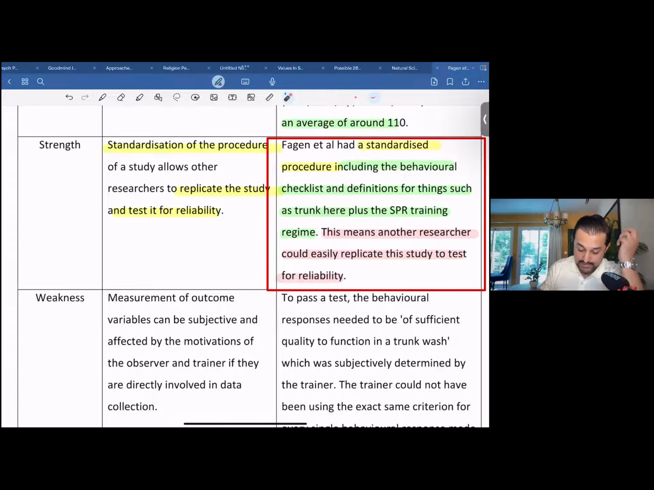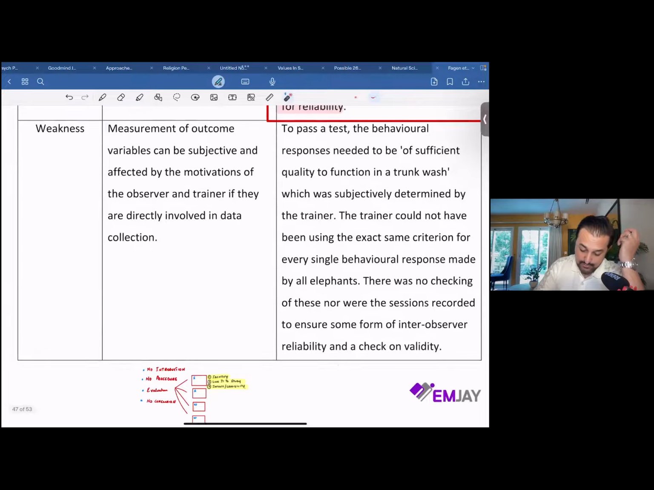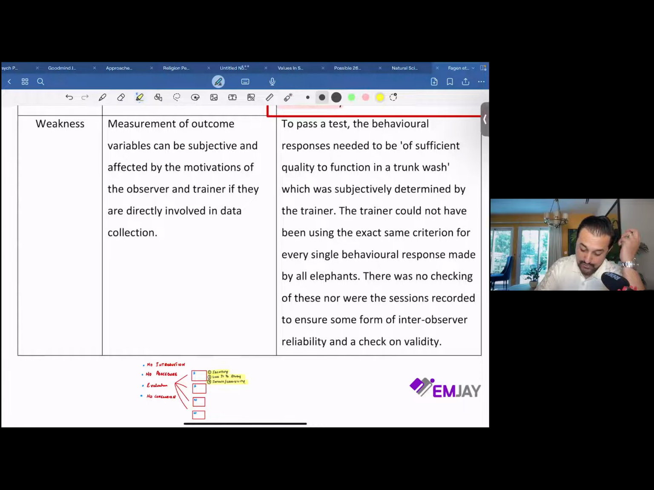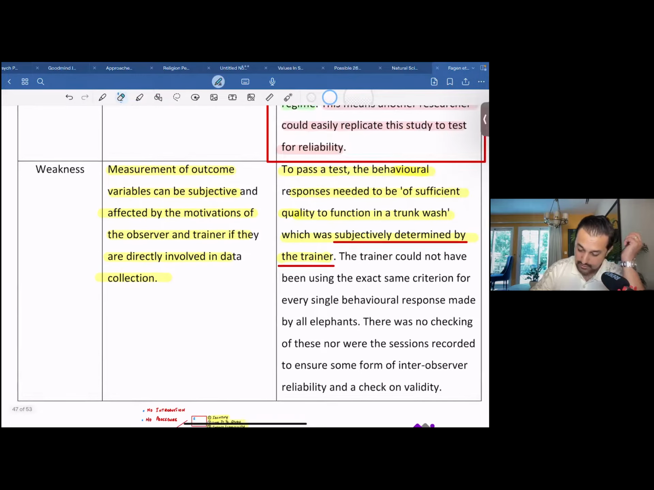Moving on towards the weaknesses now. Measurement of outcome variables can be subjective and affected by the motivation of the observer and trainer if they're directly involved in the data collection. Now, we're specifically linking it to the study. To pass a test, the behavioral response needed to be of sufficient quality to function in a trunk wash, which was subjectively determined by the trainer. So this is a disadvantage, being subjectively determined by the trainer. I'll just underline this part.